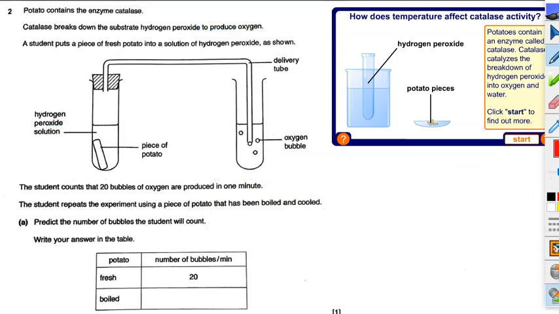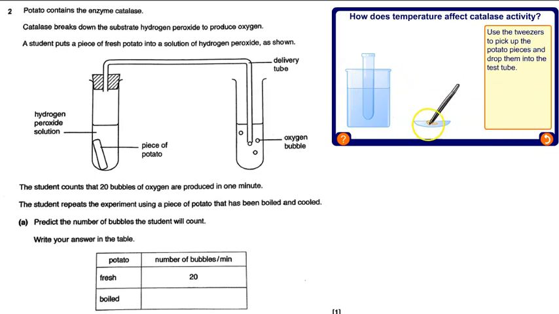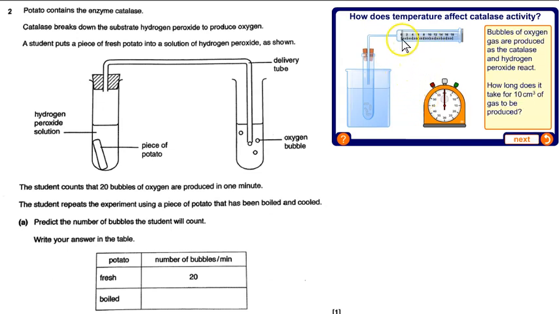Okay, so I just turn your attention to this animation here. Now this is hydrogen peroxide and this is your potato. So I'm going to take the potato and put it inside hydrogen peroxide. Now you will notice that I'm going to collect oxygen gas here, and I'm going to see how long it will take to collect 10 cm³ of oxygen gas.